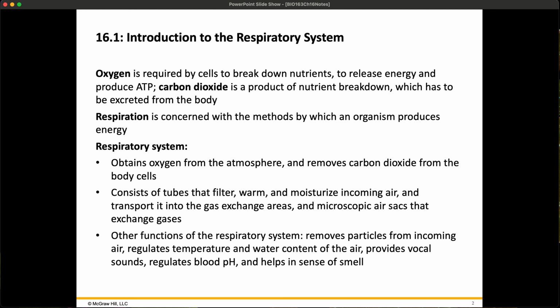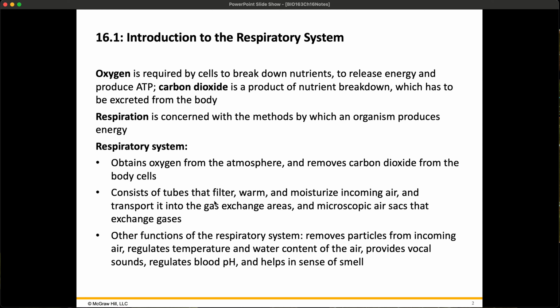So just to start with an introduction of the respiratory system, remember its main job is to allow for the exchange of oxygen and carbon dioxide. Oxygen coming from the atmosphere into our bodies and us exhaling carbon dioxide out, because carbon dioxide is that waste product of cellular respiration. So again, the respiratory system obtaining oxygen from the atmosphere.